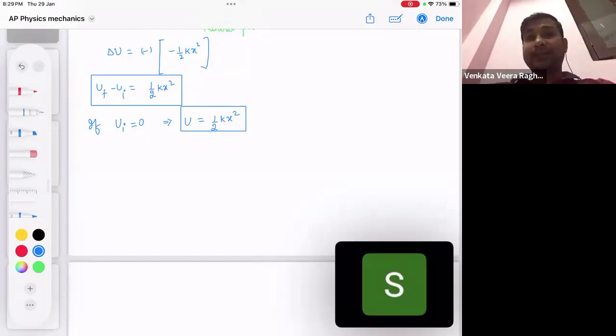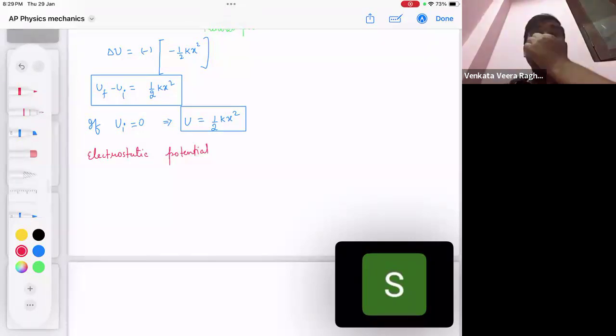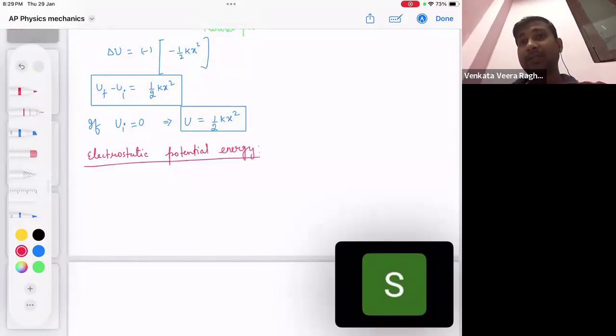Next, the third one, electrostatic, which we have discussed in much detail. What is the electrostatic potential energy between two charged particles? Again, the electrostatic force is conservative in nature. So if two charged particles Q1 and Q2 are there, and the separation between them is R, what will be the electrostatic potential energy between them?